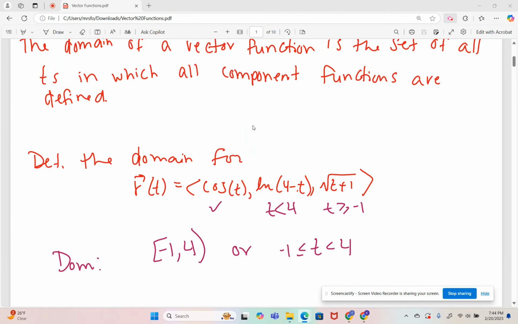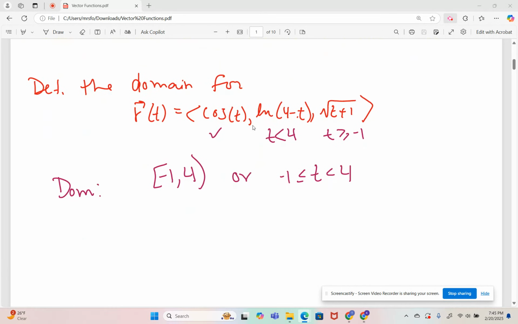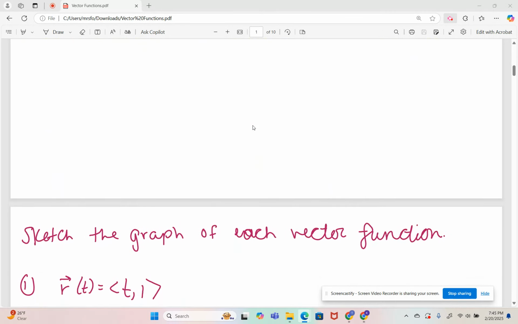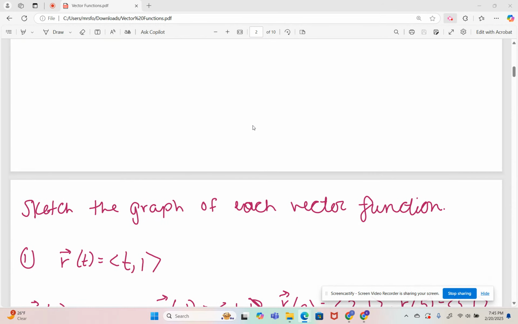So the first video goes over finding functions and it ends as I was saying we're getting ready to look at sketching. So if we have vector r of t and we have <t, 1>, t is in the x place and 1 is the y. The 1 is always going to be 1 no matter what t is.